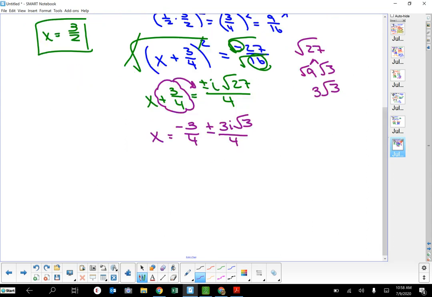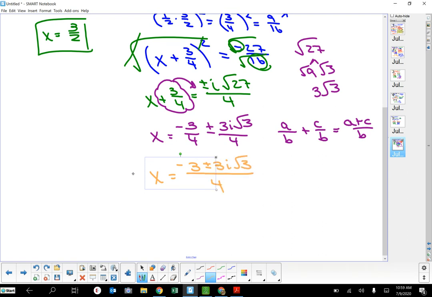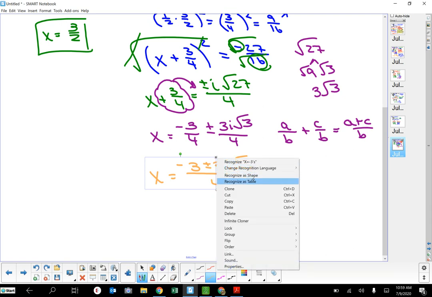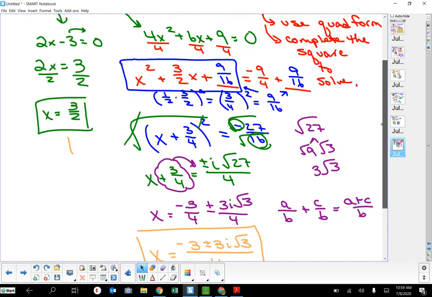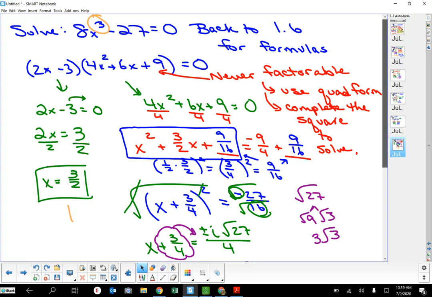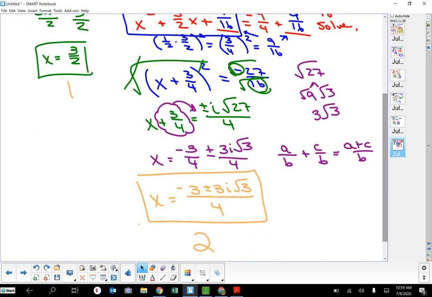And then knowing what we know about fractions, A over B plus C over B equals A plus C over B. I'm going to combine those things into one fraction and make it x equals negative 3 plus or minus 3i radical 3 all over 4. And that is the answer that I need there. So there's 2 of my answers. Here's one answer. This started out as a cubic, so I should have a total of 3 answers. And that's the way you're going to do that.